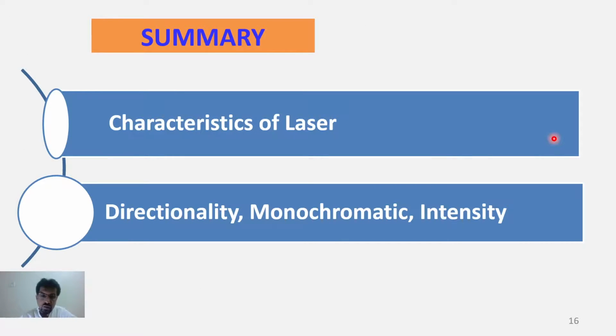Students, in this lecture I have taken the three different characteristics of the laser, such as directionality, monochromaticity, and intensity, and one problem based on the intensity. So remember these three characteristics of the laser in detail and how to solve the problem related to the intensity. Thank you.